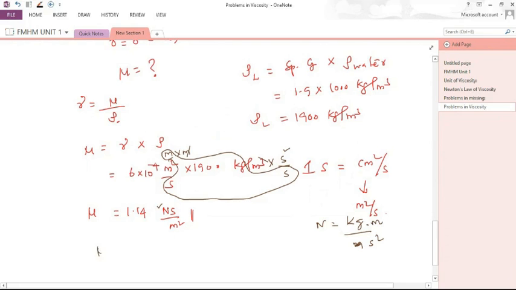Suppose you want to mention it in terms of the CGS system. You need to convert from SI to CGS, that is in terms of poise, and simply you have to multiply by 10. You get 11.4 poise.